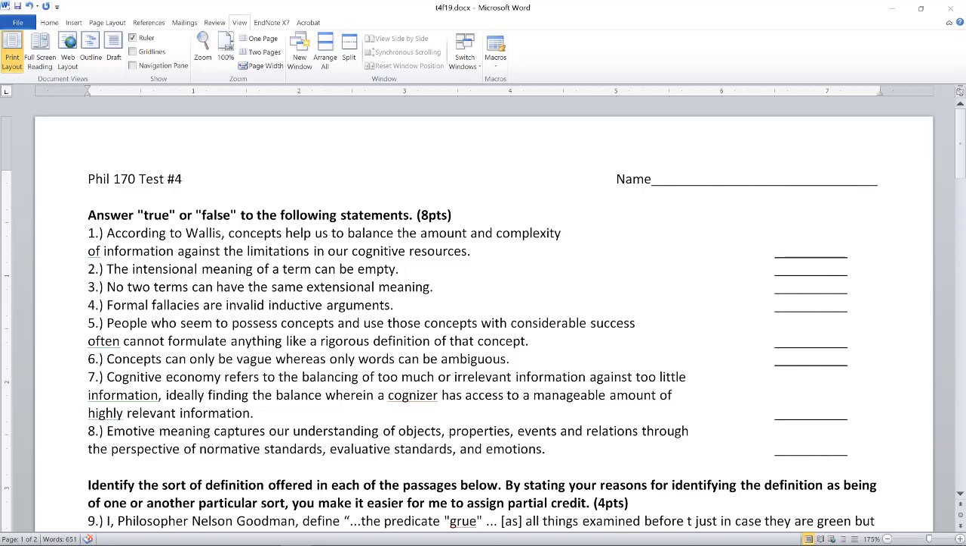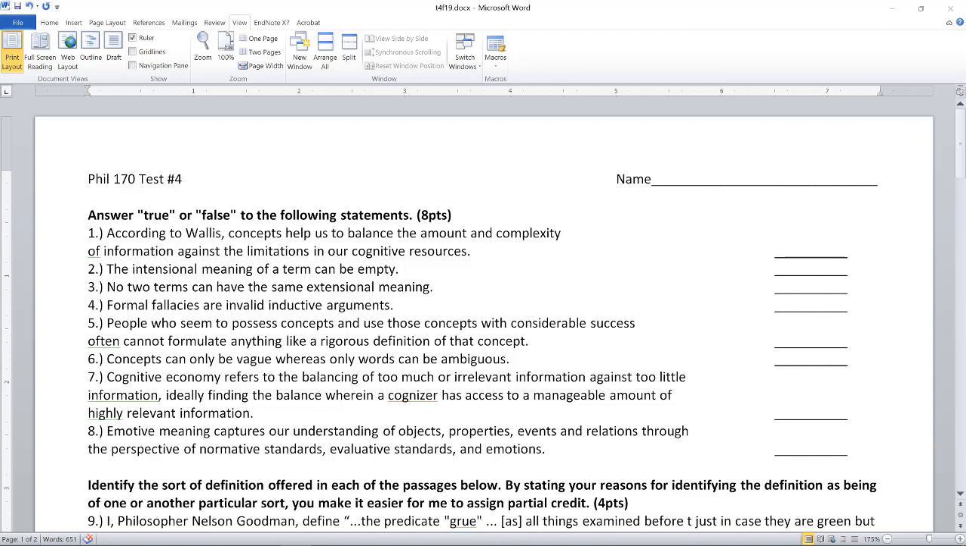This playlist will put together a set of video modules that go over the problems in the fourth test that was given during the fall of 2019 on concepts, definitions and meaning, and informal fallacies. The first 8 questions are true or false questions, worth 1 point each.